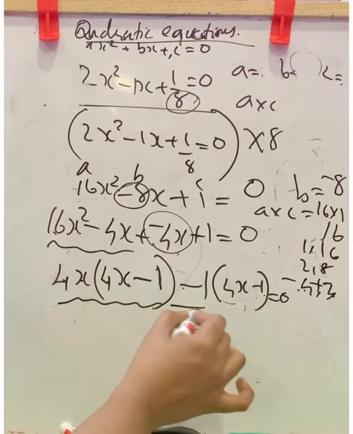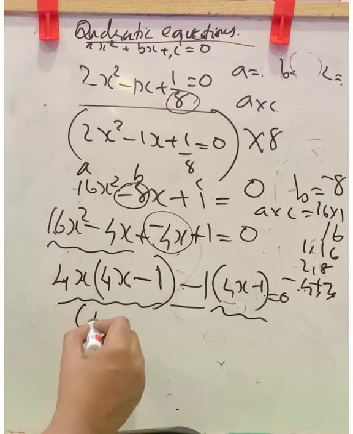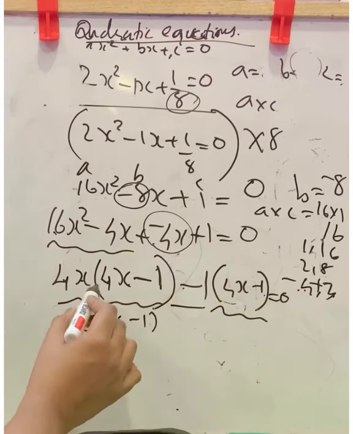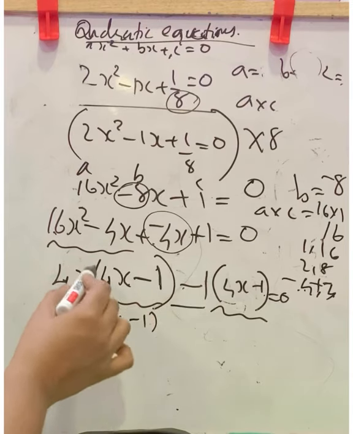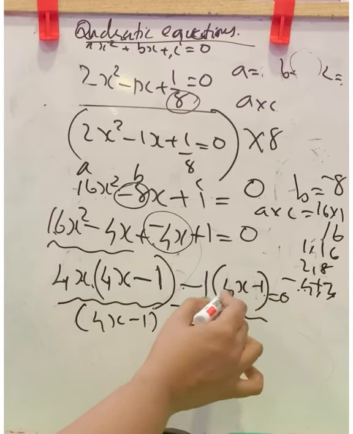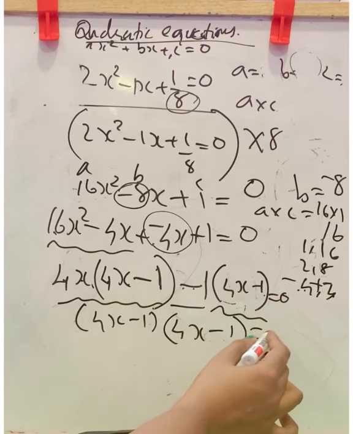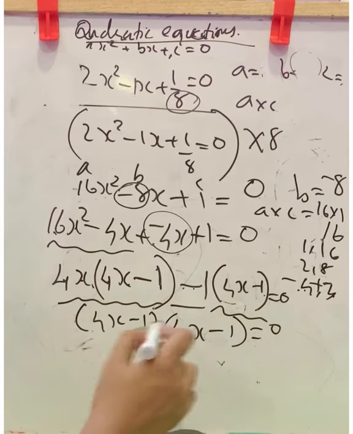Now from this term and this term, bracket is common. 4x minus 1. Take it outside. Here bracket is taken outside, so balance will be 4x. Here bracket is taken, here left is minus 1. Close the bracket. Now equate each to 0.